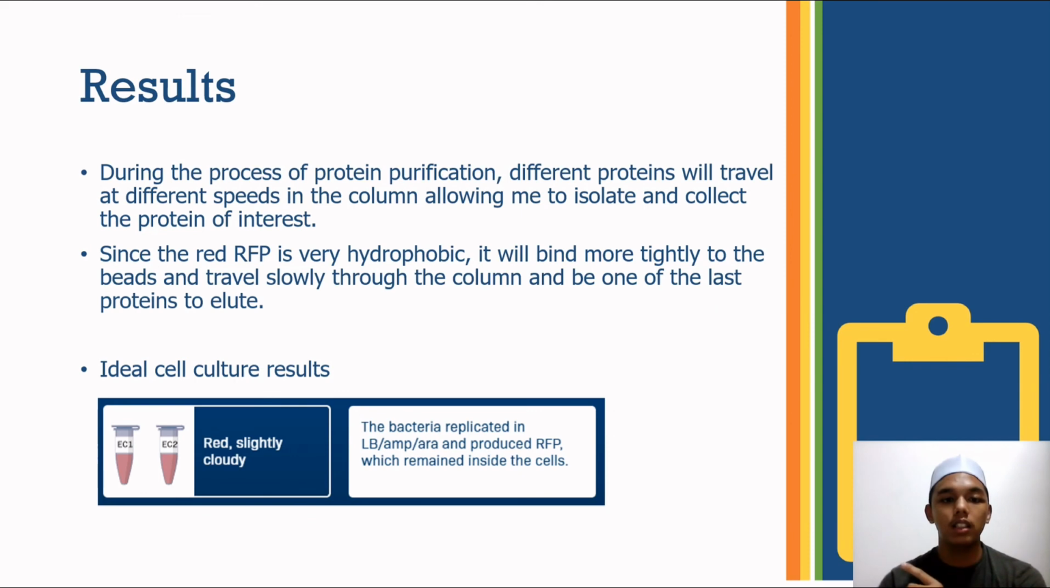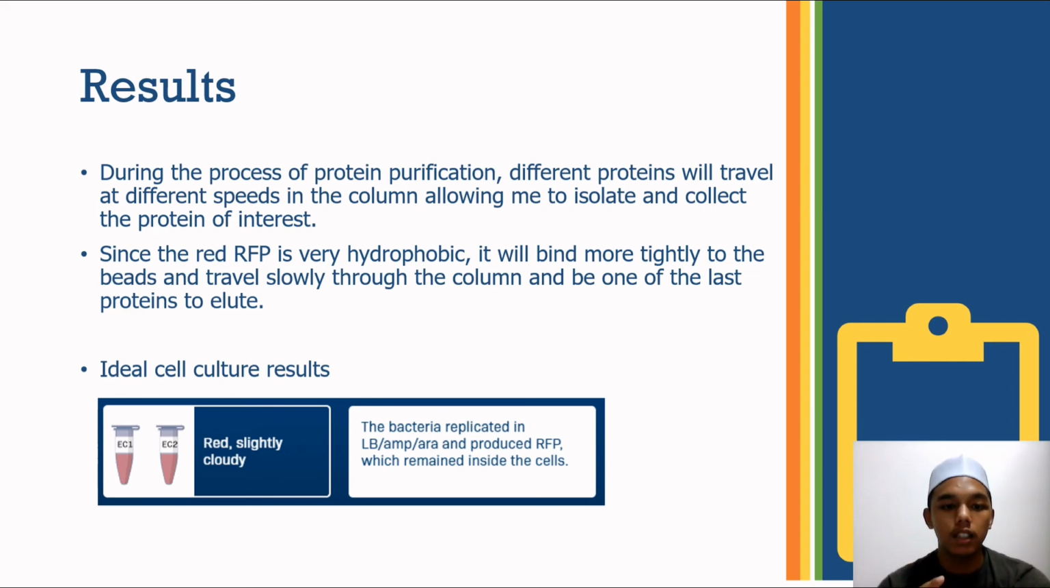After the simulation that I have done, the result is that during the process of protein purification, different proteins will travel at different speeds in the column, allowing me to isolate and collect the protein of interest. Since the red fluorescent protein is very hydrophobic, it will bind more tightly to the beads and travel slowly through the column and be one of the last proteins to elute.